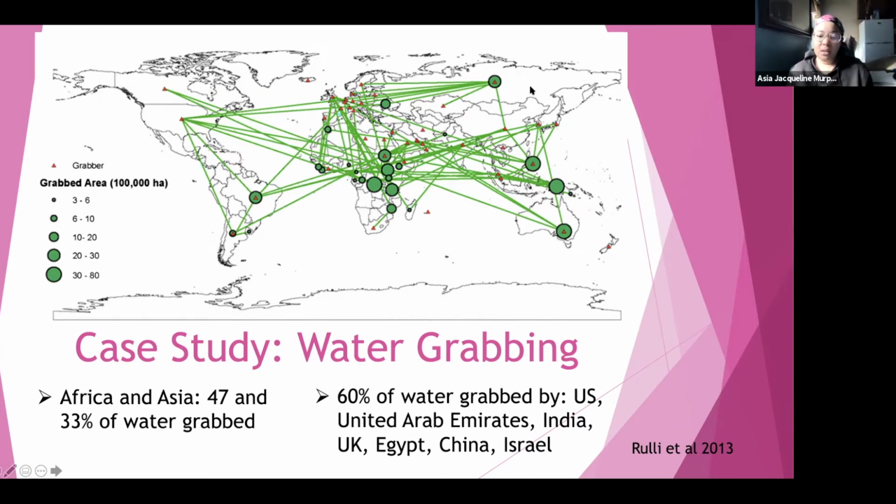And then 60% of the water grabbed, as you can read on the side, is typically done by the US, the United Arab Emirates, India, Egypt, China, Israel, UK. And so water is supposed to be a pretty important resource in the future.